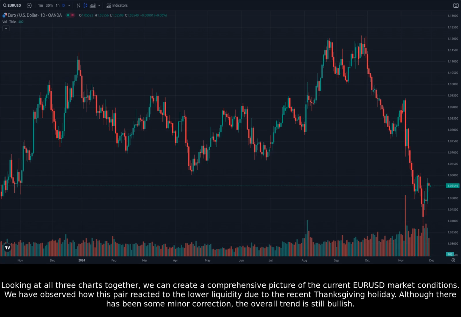Looking at all three charts together, we can create a comprehensive picture of the current EURUSD market conditions. We have observed how this pair reacted to the lower liquidity due to the recent Thanksgiving holiday. Although there has been some minor correction, the overall trend is still bullish.